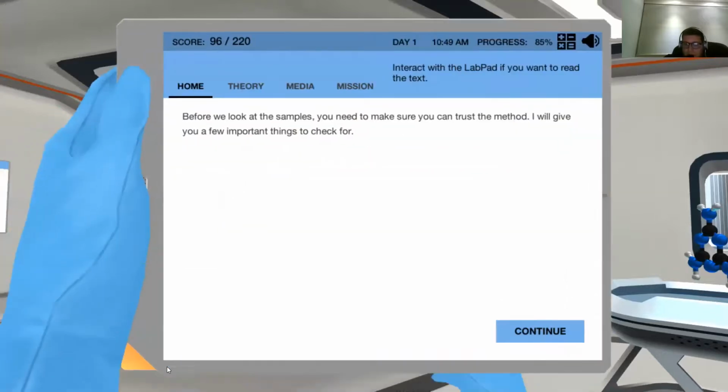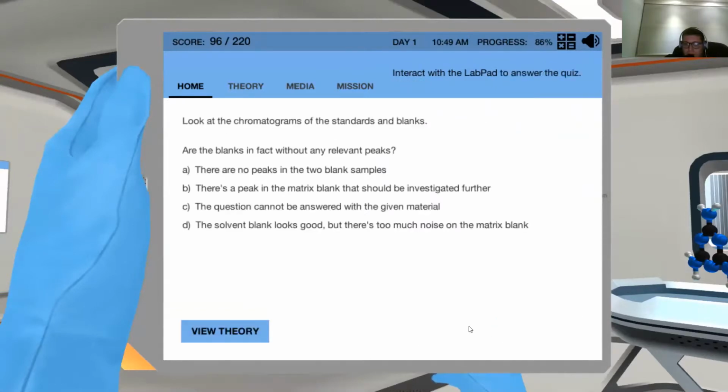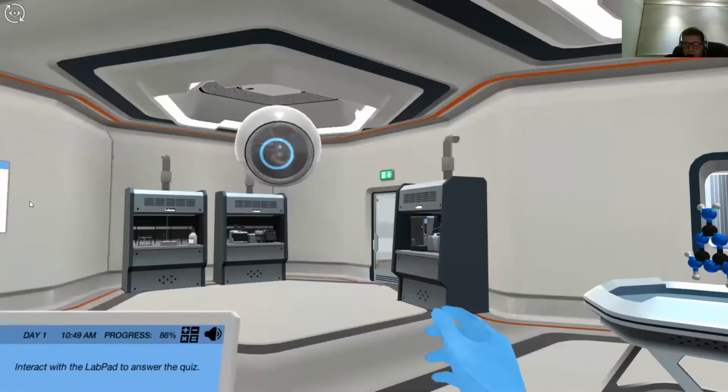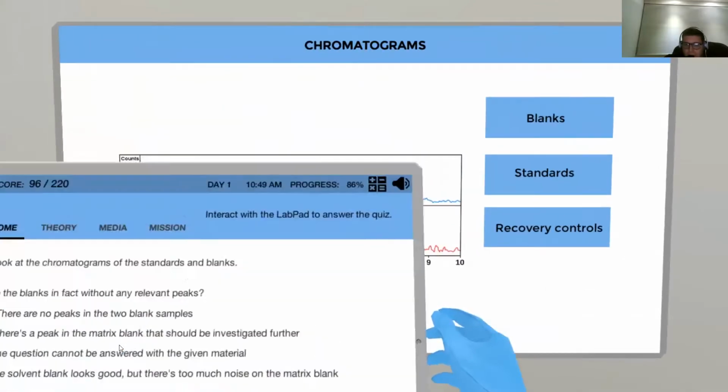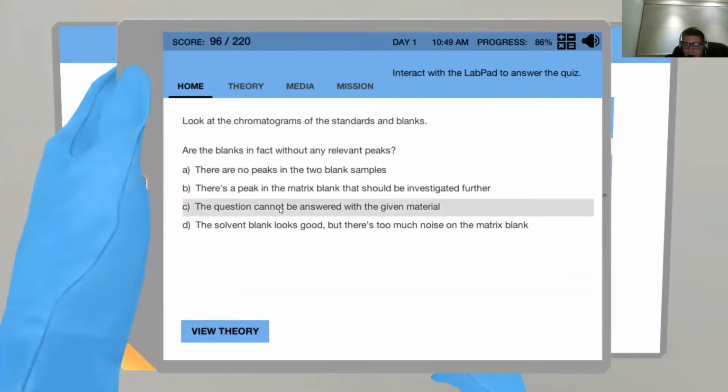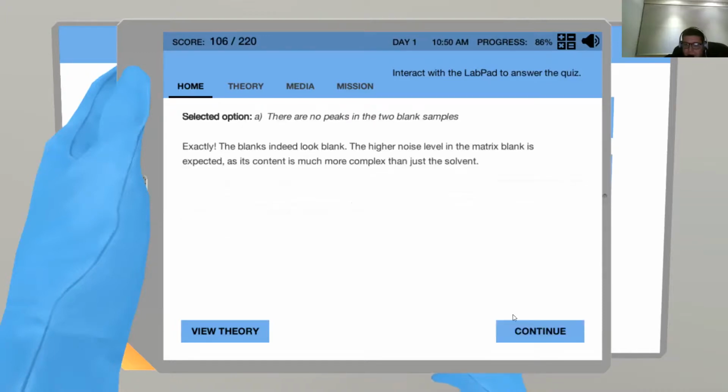Before we look at the samples, you need to make sure you can trust the method. I will give you a few important things to check for. Look at the chromatograms of the standards and blanks. Are the blanks in fact without any relevant peaks? Exactly, the blanks indeed look blank.